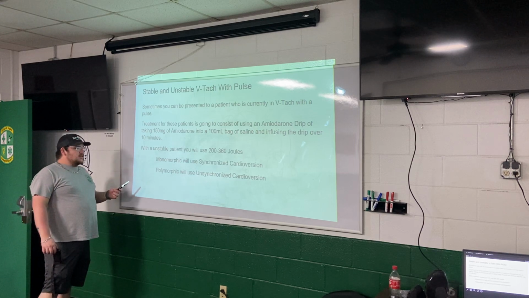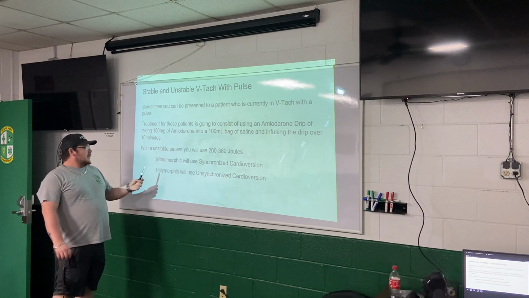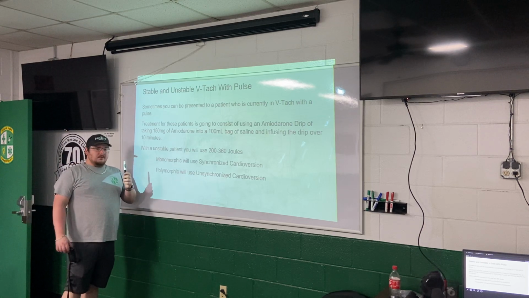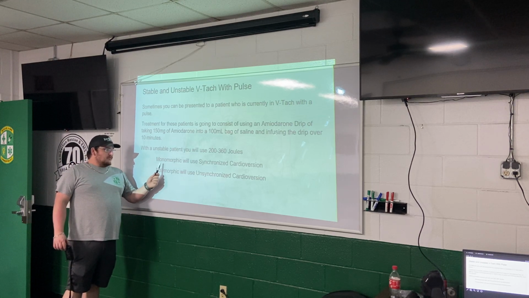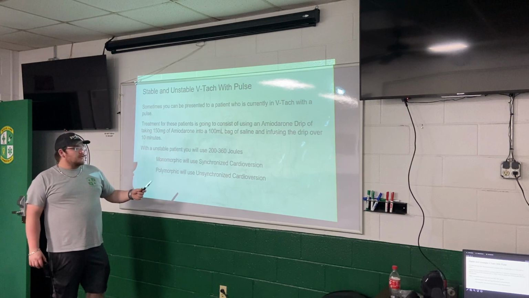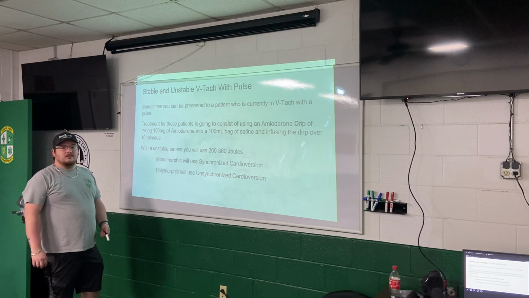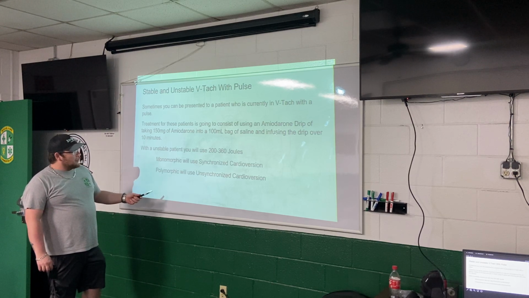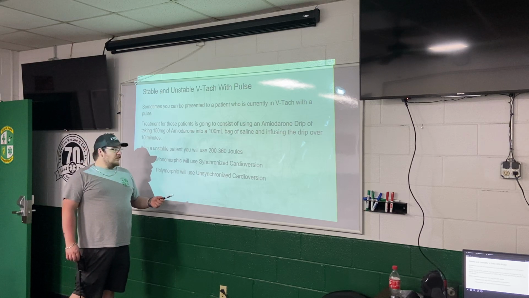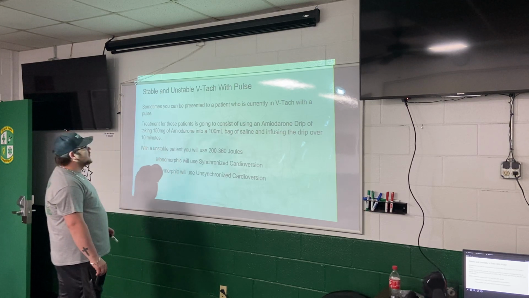With an unstable patient, you will use 200 to 360 joules under cardioversion. With an alert patient, if you have monomorphic VTAC, which is all the same, we're going to use synchronized cardioversion: sync up with that heart, shock it, hope it goes into a good rhythm. If it's polymorphic, you're not going to be able to synchronize with it, so you're going to use unsynchronized cardioversion on those patients.